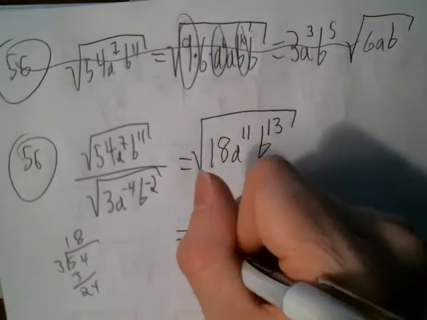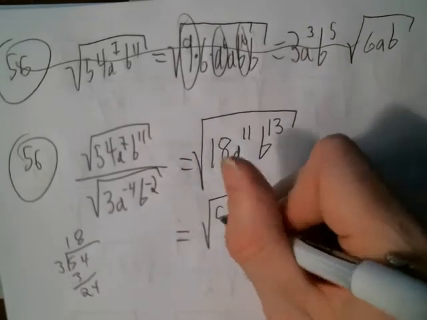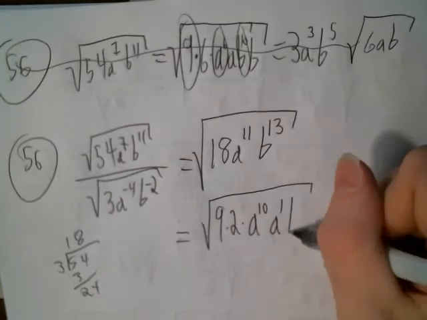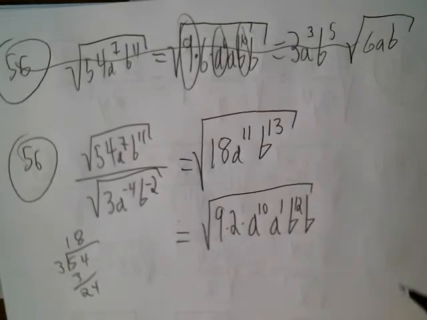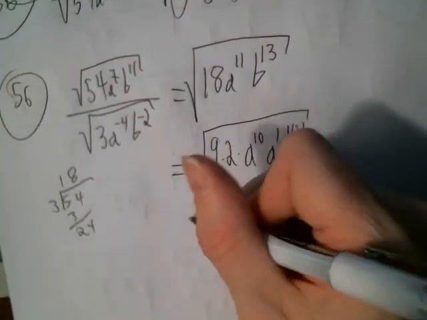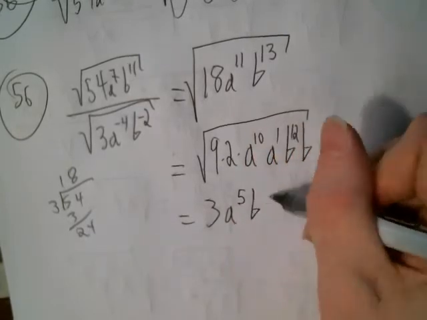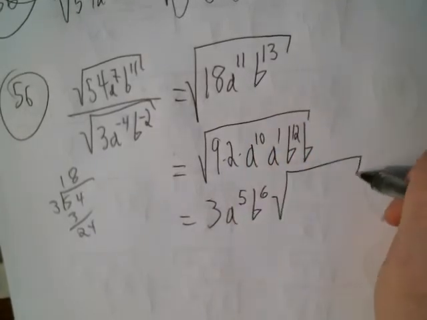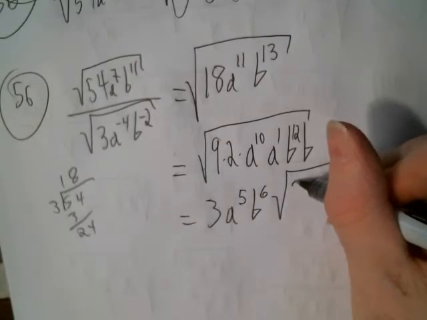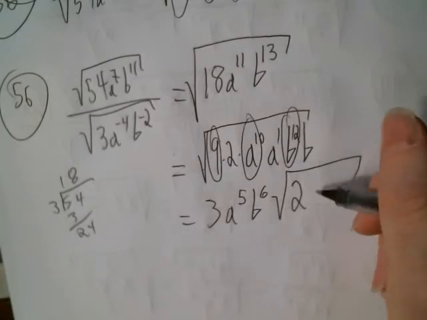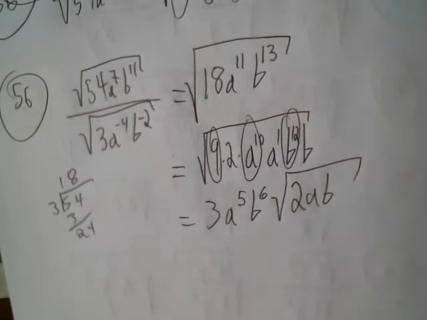Okay, and then we could simplify. So this would be the square root of 9 times 2 times a to the 10th times a to the 1st times b to the 12th times b. That'll be 3a to the 5th, b to the 6th times the square root of 2. So we pulled out this guy, and this guy. 2, a, b, and then that's it.